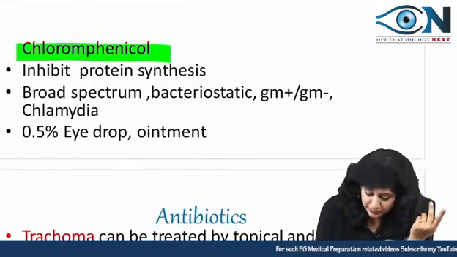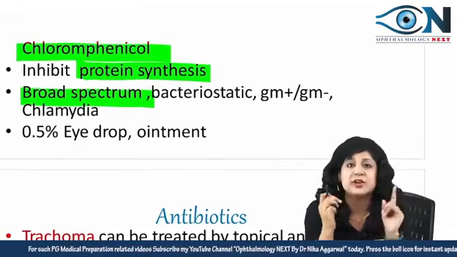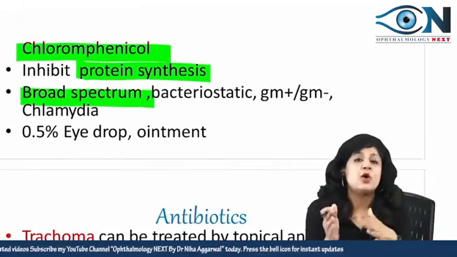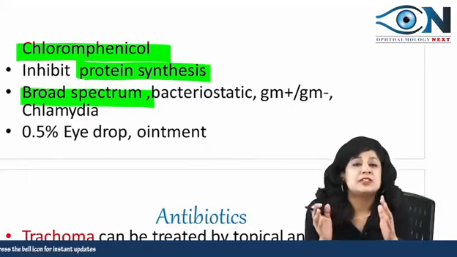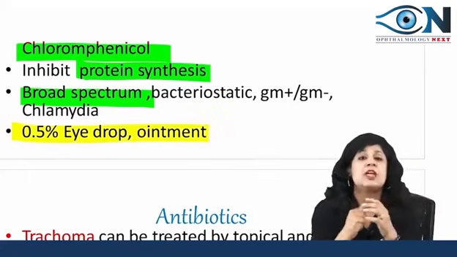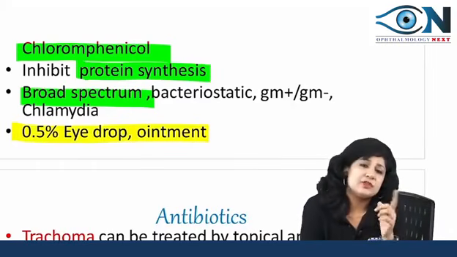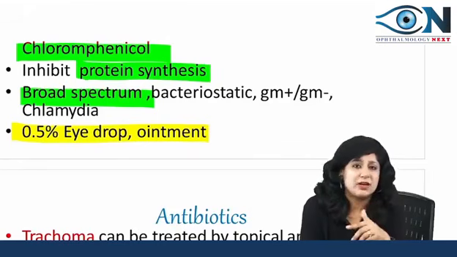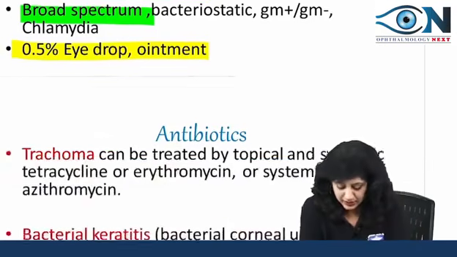Chloramphenicol is also inhibiting the protein synthesis. It's a broad spectrum drug, and that is why it is important. Both tetracycline and chloramphenicol are broad spectrum. They are effective against both gram positive, gram negative as well as chlamydia, and they are available at 0.5%, both as eye drops and ointment. Even once I think they had asked the question which of the following is available as drops or ointment. So at times they are asking such a question, right?